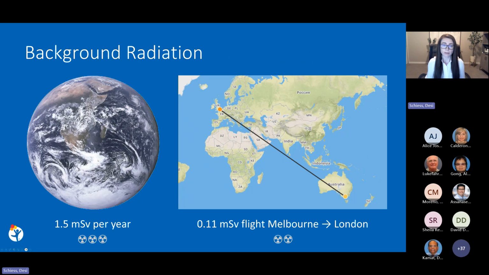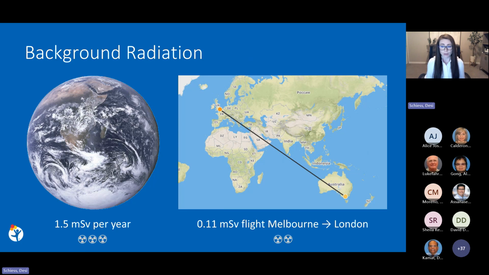To put this in perspective, every human on Earth receives about 1.5 millisieverts per year of radiation from the sun, the earth, and radon in our homes. Another way we get exposed to radiation is by flying in airplanes. A little known fact is that pilots actually receive the most radiation out of any profession.